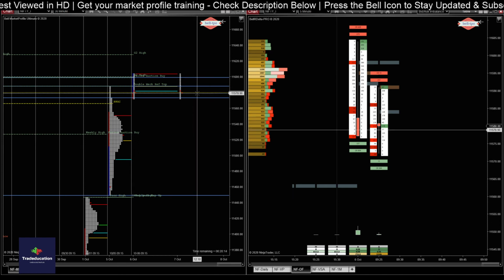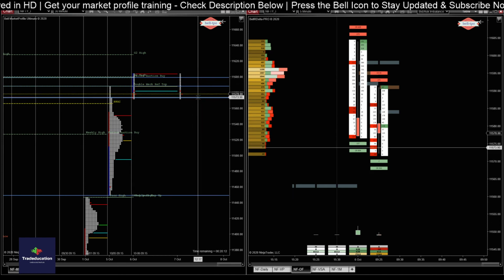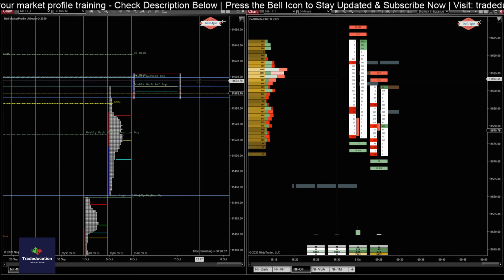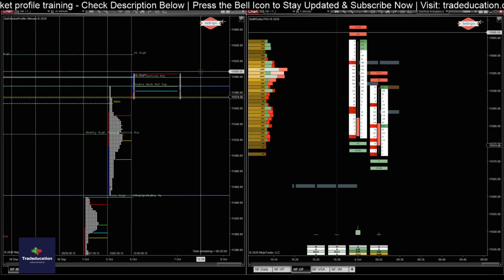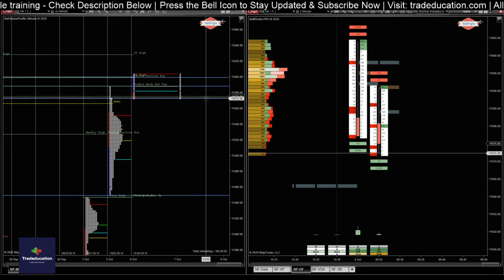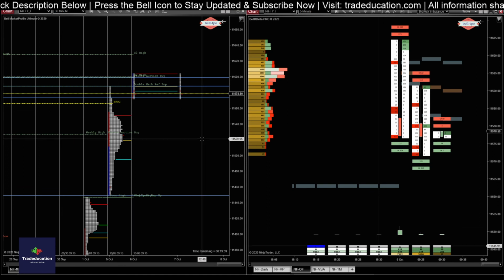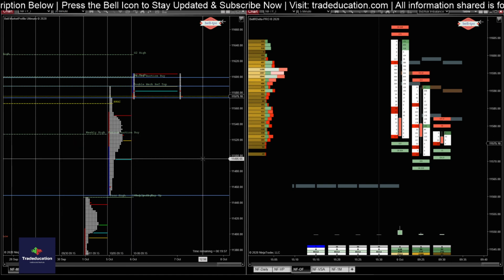So this is the zone which I have. If it goes below this level, you can take a short position. If it goes above this level, then you can take a long position. For a short position, the target will be the value area high or the half back or the value area low.